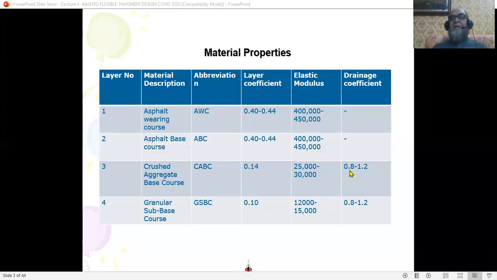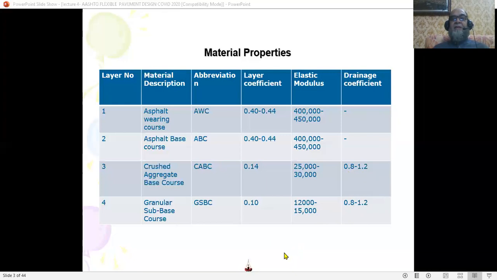Remember, 0.8 will increase the thickness of the pavement, while 1.2 may decrease the thickness of the pavement. Normally, it's safe to use a value of 1.0, but again, I keep on repeating, when you are building an asphalt pavement near a coastal line or near any water body, take it as 0.8. So these are the material properties.